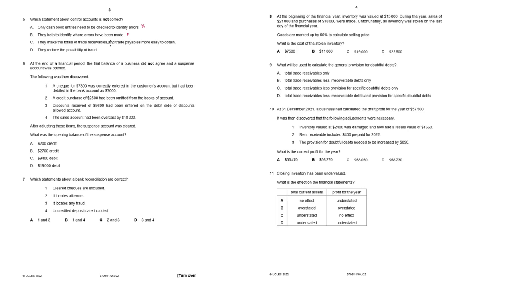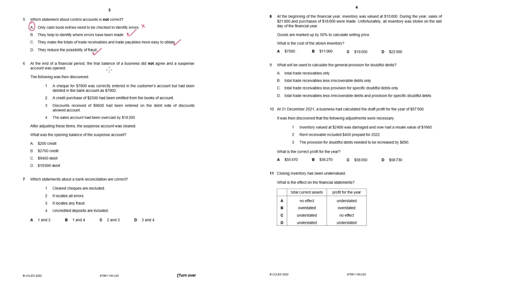They make the totals of trade receivables and trade payables easier to obtain. Yes, you can say that the totals of transactions with receivables and payables are there in one single account. You have the total sales, total returns, total cash collected or cash paid, the closing balances all in one place. So it is correct. They reduce the possibility of fraud. Yes, because when control accounts are prepared, there's a check in place. So any fraud that might happen, or if there's a possibility that fraud might happen, it might get detected. So it reduces the possibility of fraud. So statement A looks like the incorrect one, even though statement B is correct.